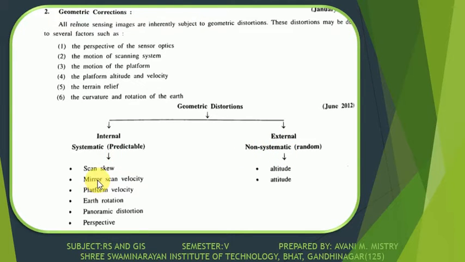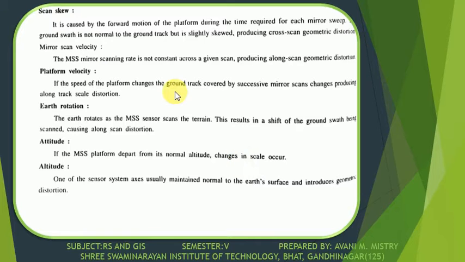The internal systematic, what will come in it? Scan skew, mirror scan velocity, platform velocity, earth motion, panoramic distortion, perspective, and in external, what will come? Altitude and attitude. Scan skew. It is caused by the forward motion of the platform during the time required for each mirror sweep. Okay, and the ground sweep is not normal to the ground track but is slightly skewed, producing the cross scan geometric distortion. Mirror scan velocity.